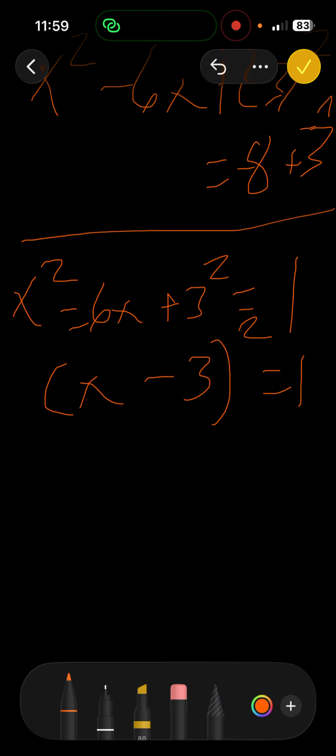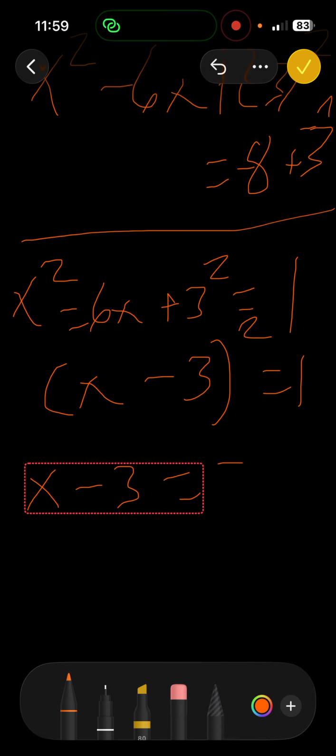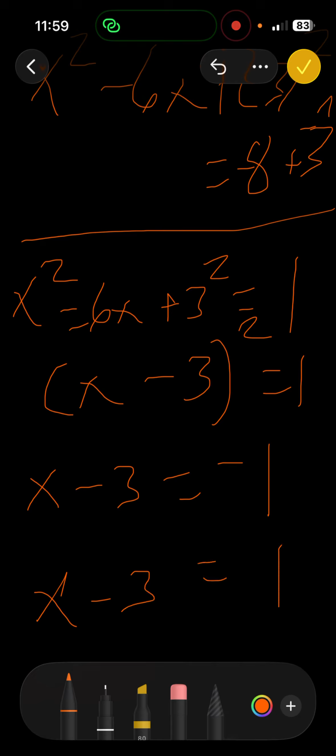It's going to look like this. We're going to have x minus 3 equals negative 1, and we're going to have x minus 3 equals positive 1. After taking the square root of both sides, that's what's going to happen.